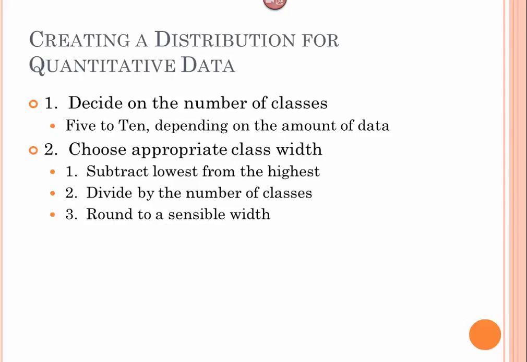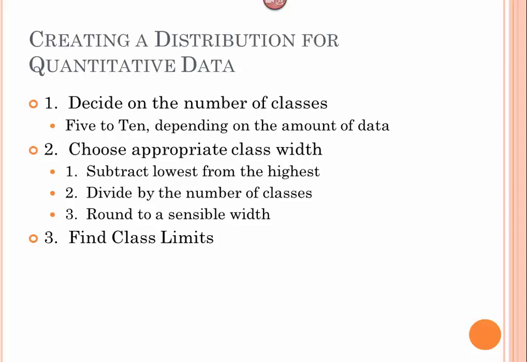Now typically when we divide our range by the number of classes, we're not going to get a number that's nice to work with. So we tend to look at and choose something, or we round that result we get to something sensible like 10 or 5 or 20 or 100, something that's easy to work with. Try to avoid widths that would be like 7 or 3, right? Though there's nothing wrong with that, they just tend to be harder to work with.